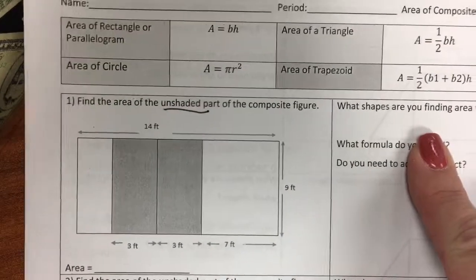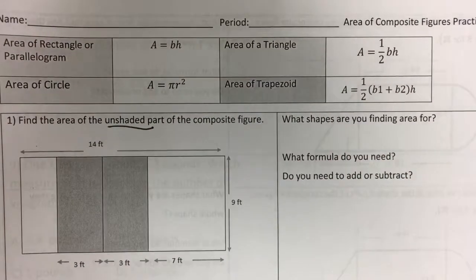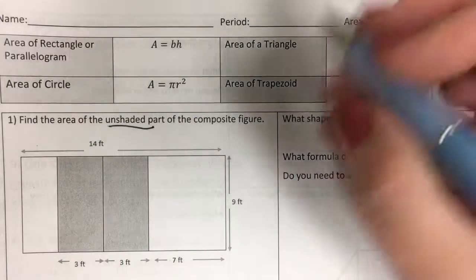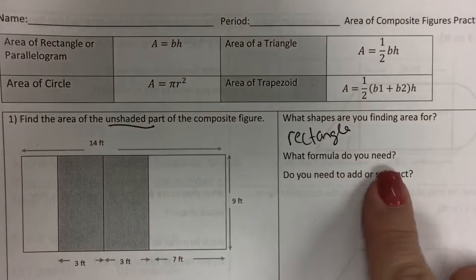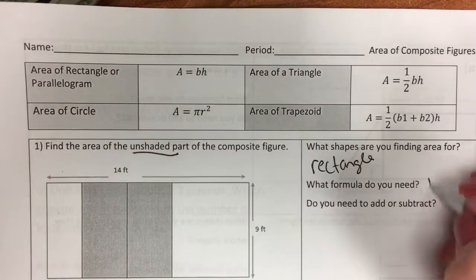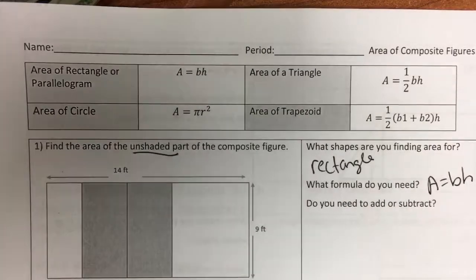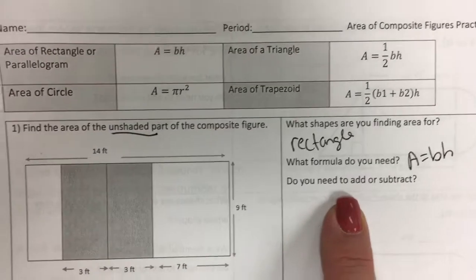Okay, so I've given you a couple questions to help you out. What shapes do you find an area for? Well, everything over here is a rectangle. What formula do you need? Well, for area of a rectangle, it is base times height. Do you need to add or subtract? Well, you have a couple different options here.